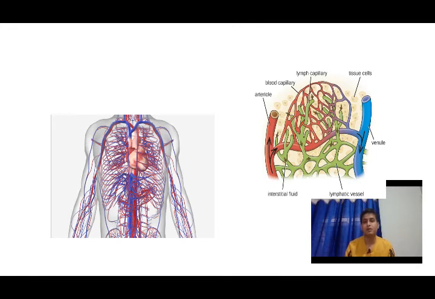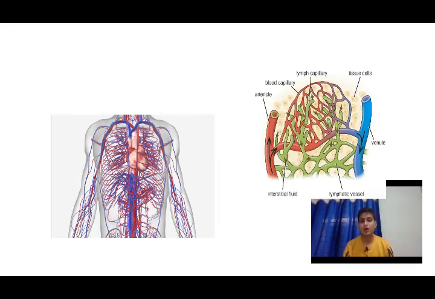Now let's study veins. Veins are thin, elastic, and are present closer to the surface of the body. So the blood vessels which are visible to us are not arteries, they are veins, and they carry mainly deoxygenated blood, except the umbilical vein and the pulmonary vein. These two veins carry oxygenated blood.